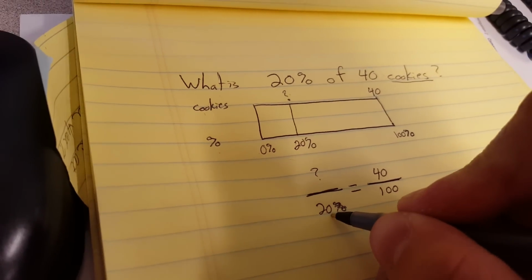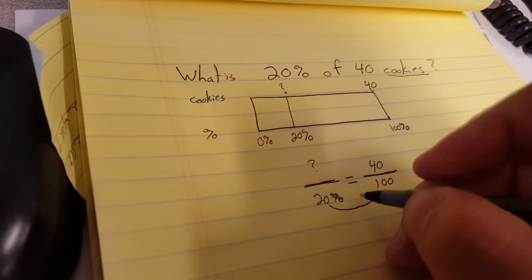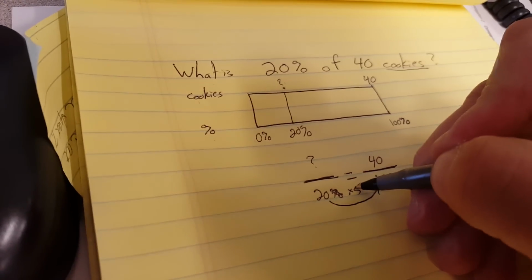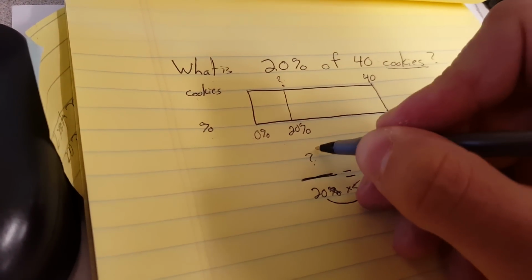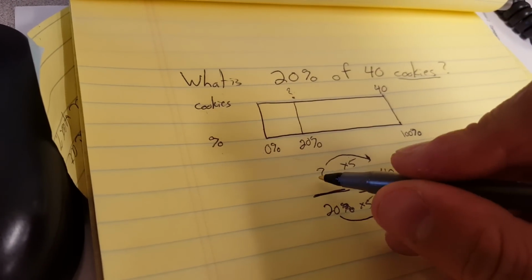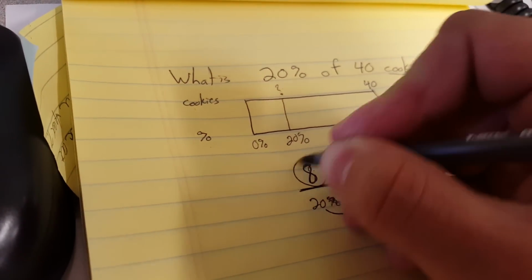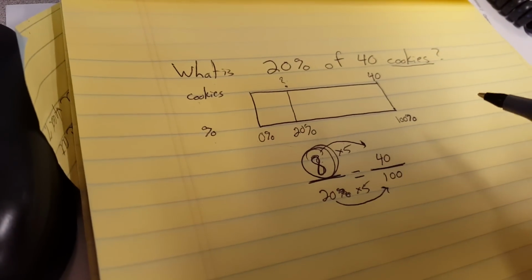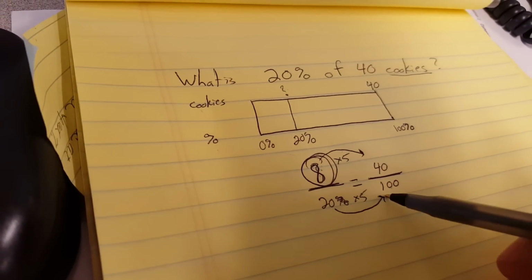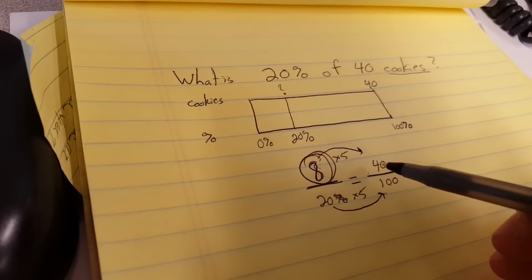will allow us to see that 20 times what will give me 100? Well, that's easy enough. 20 times 5 gives me 100. And whatever I do to the bottom, I do to the top. And I know that this number times 5 will give me 40. So what times 5 gives me 40? Well, I know 8. And my answer is 8 cookies. And these two fractions should be equivalent. 8 times 100 is 800, and 20 times 40 is 800.